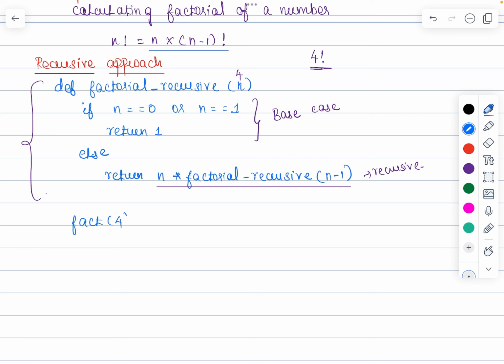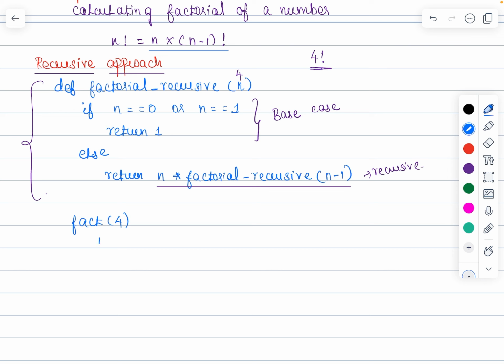So, generally, we want to find the factorial for the integer value 4. You have to check whether the n value is equal to 0 or 1. No, the n value is not equal to 0 and it is not equal to 1 as well. If it is equal to 0 or 1, it is a base case, and it has to return the value 1. Otherwise, we have to apply the formula n into factorial of (n minus 1), right.